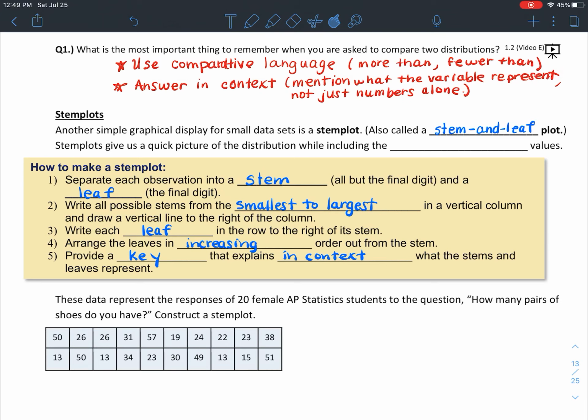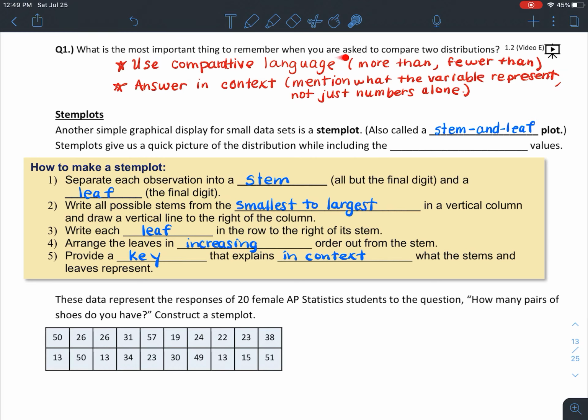Okay, hello everyone. We are continuing on where we left off. We are still in section 1.2. We are studying different ways to graphically display numerical data. And this is just kind of a review of where we left off.